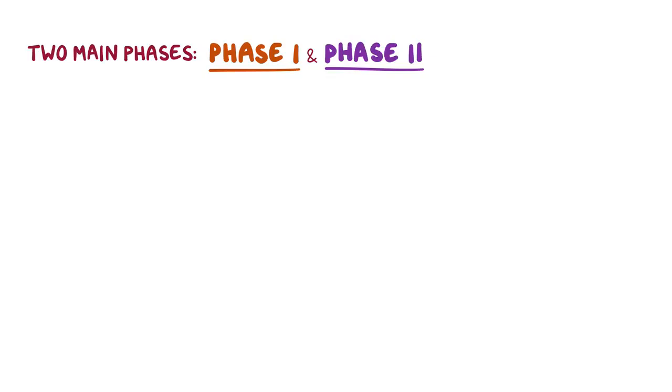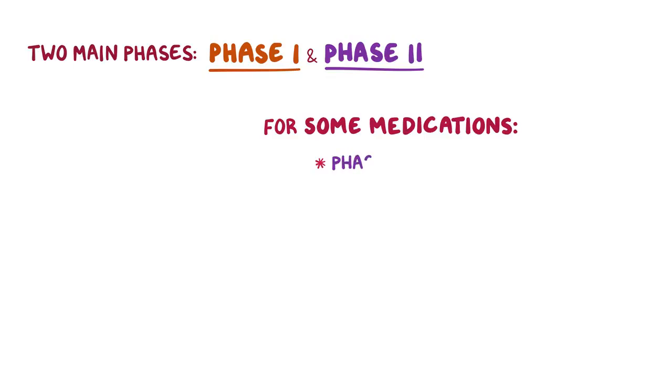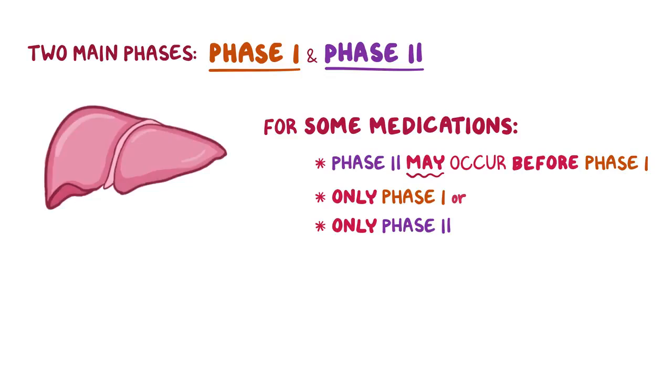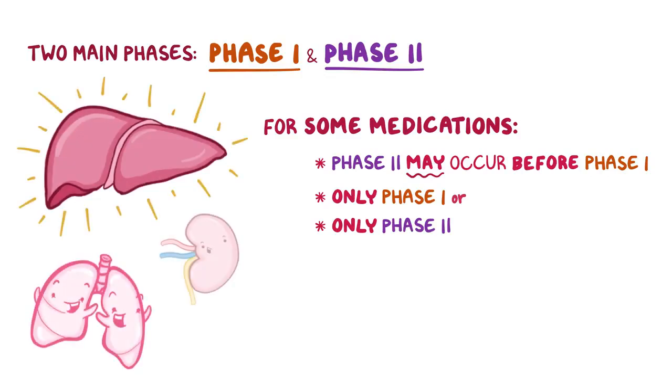Now, all these reactions are broken down into two main phases, phase 1 and phase 2. This classification is somewhat misleading, though. For some medications, phase 2 may occur before phase 1, while others may undergo only phase 1 or only phase 2. In any case, both phases take place primarily in the liver, and to a much lesser degree in the lungs, kidneys, and the walls of the small intestine.